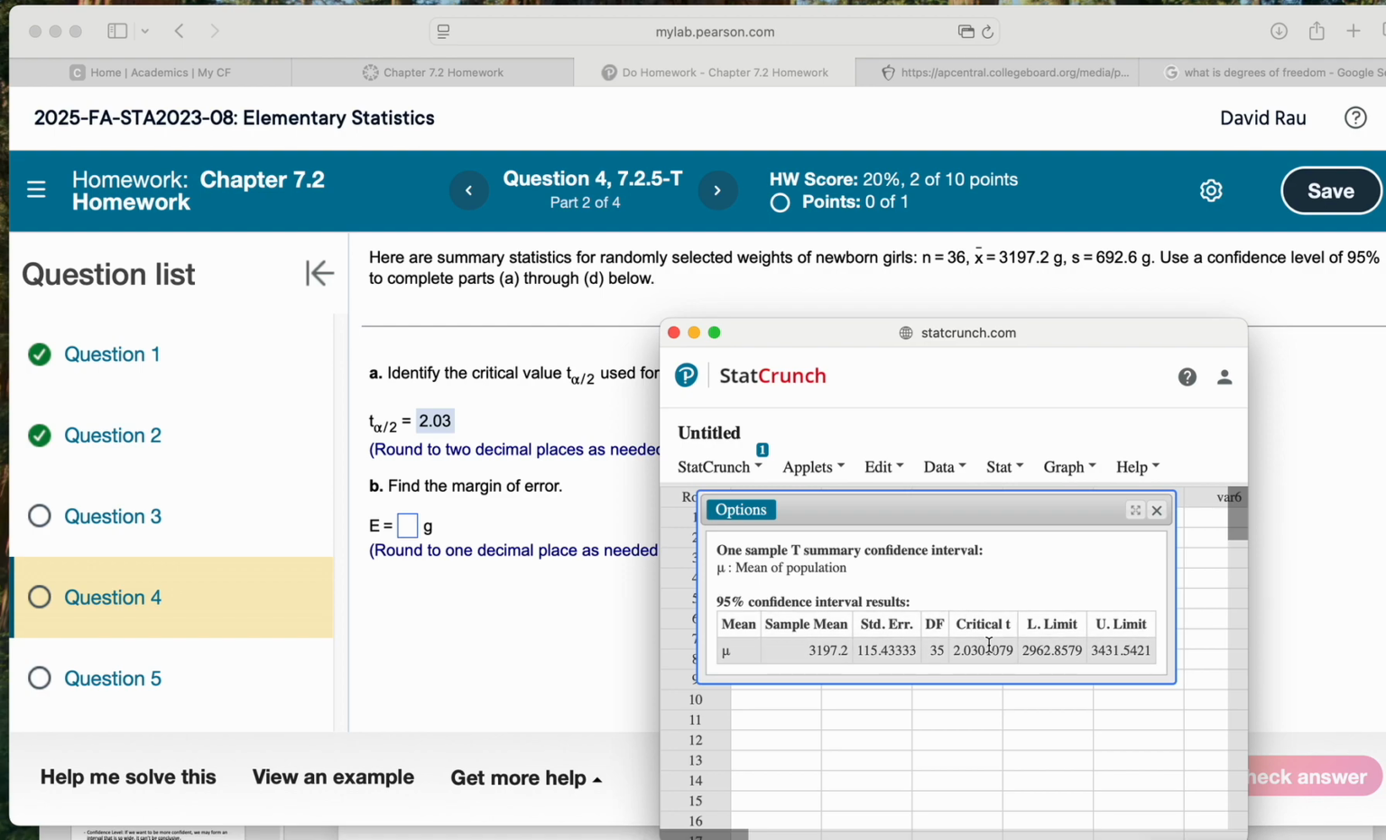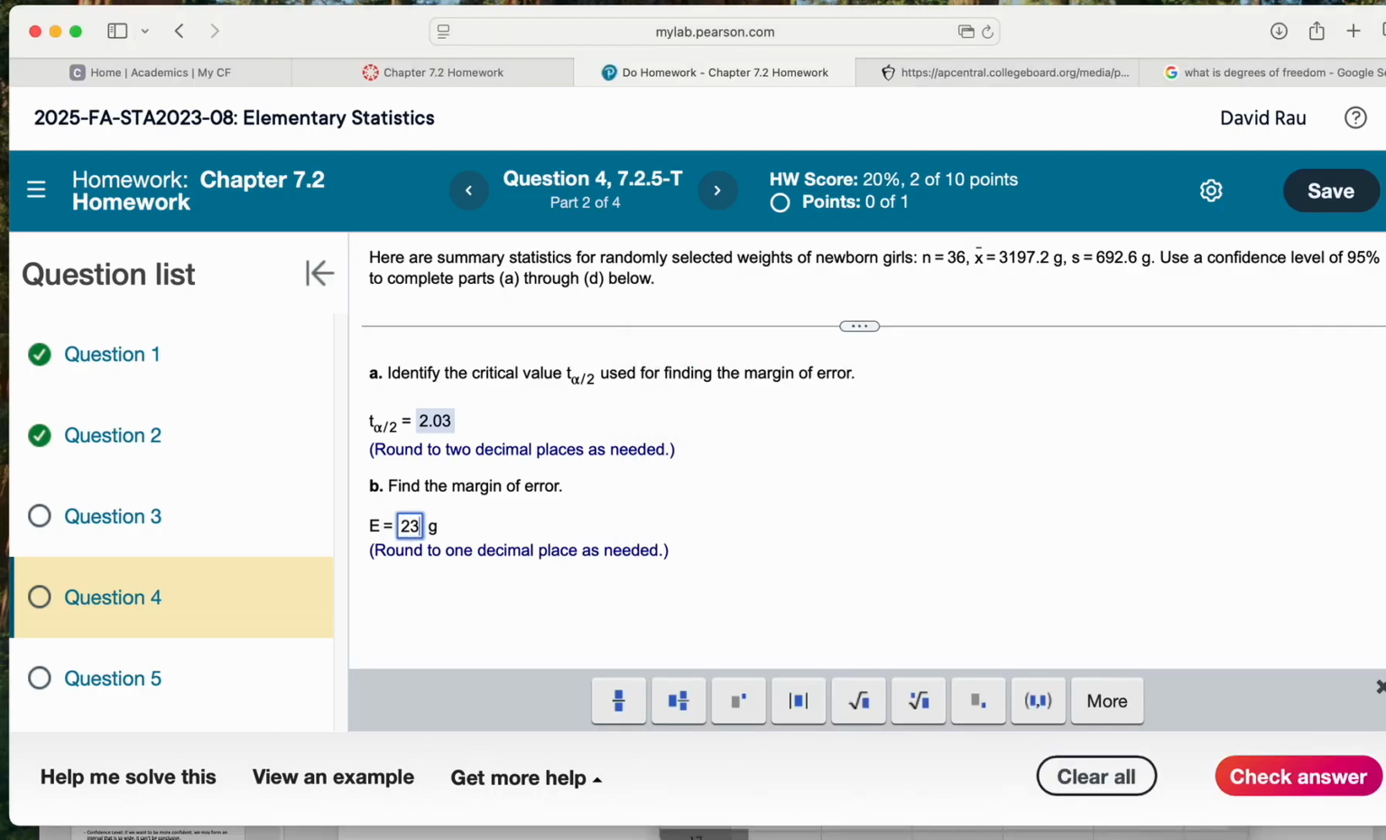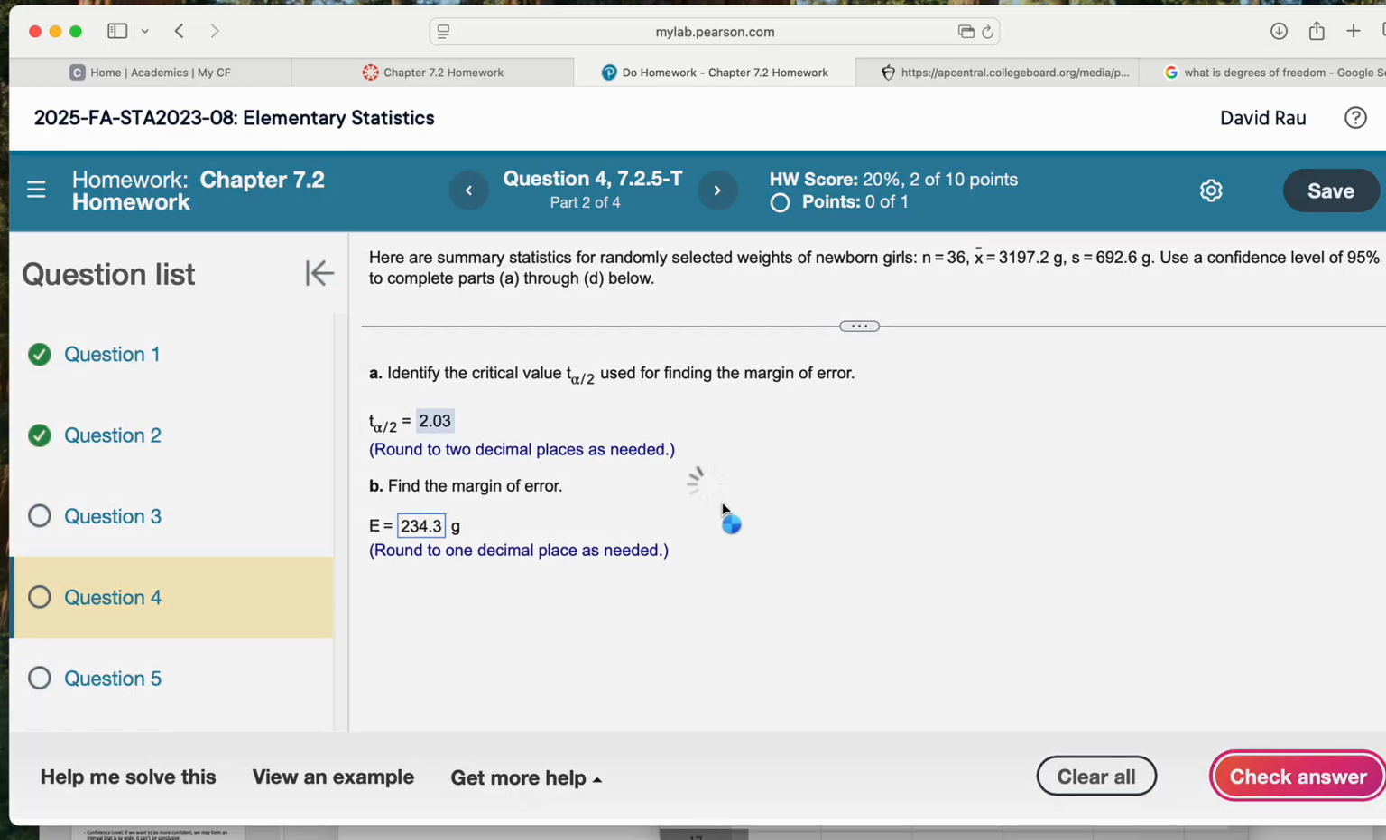So let me do that just on my calculator here. 115.43 times 2.03. And I get 234.32, or 234.3 when I round to 1 decimal place.